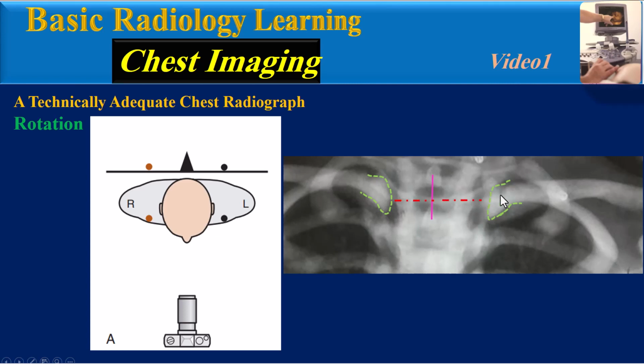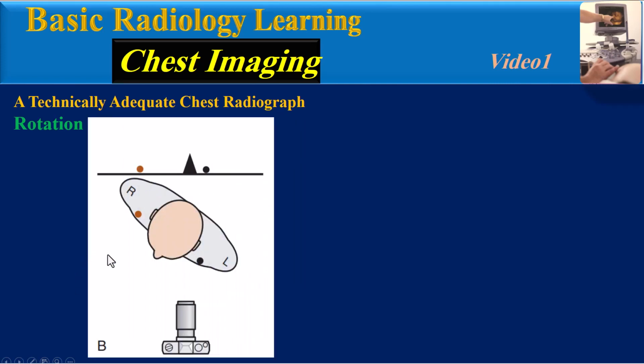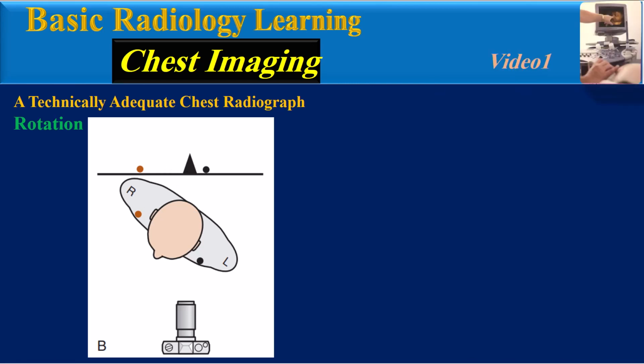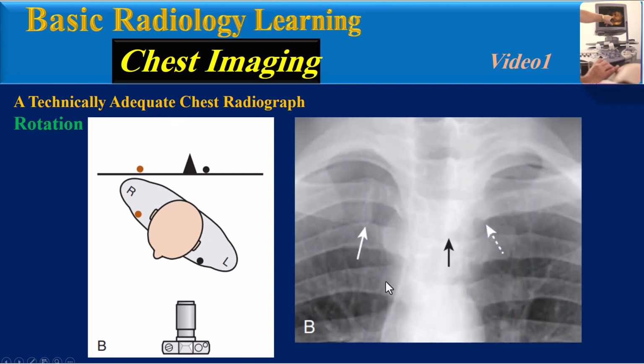In this schematic view, the patient is rotated toward his own right. Notice how the medial end of the left clavicle is projected closer to the spinous process than is the medial end of the right clavicle. This close-up view of the heads of the clavicles in a patient rotated toward his own right shows that the spinous process projects much closer to the left clavicular end than to the right clavicular end.